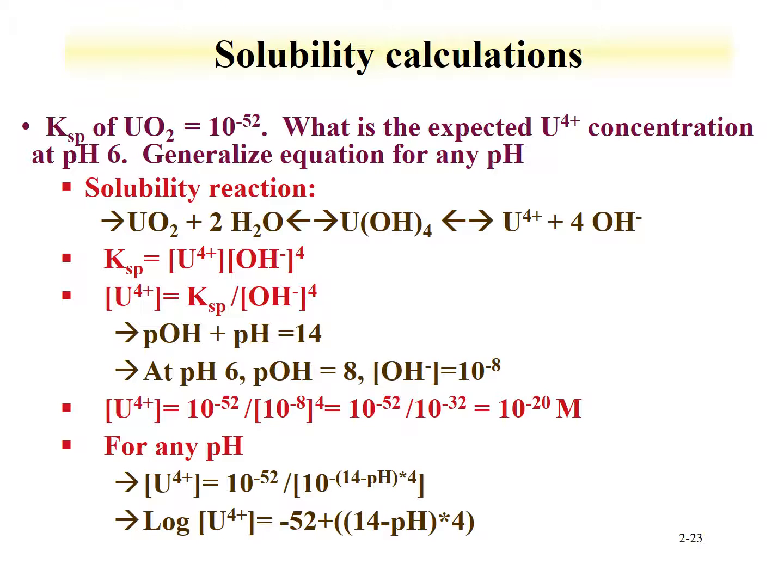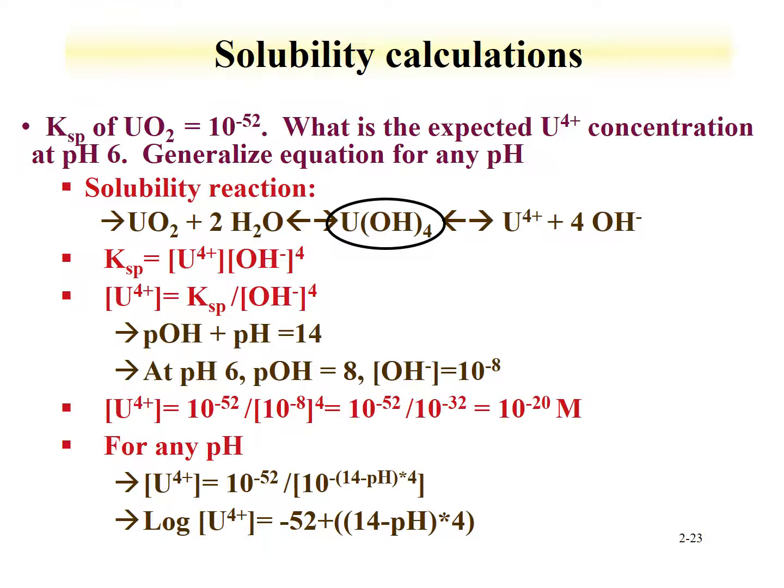The solubility reaction listed here: I have the uranium dioxide, water gets added to it, and I make this species, the uranium OH4. That then dissolves into the tetravalent uranium species and 4 hydroxides. The KSP is just the product of the uranium and the hydroxide raised to the 4th. So the amount of uranium-4 that I can calculate is just the KSP divided by the hydroxide concentration to the 4th. If I remember that the pOH plus pH is equal to 14, I can say that at pH 6, the pOH is 8, so the hydroxide concentration is 10 to the minus 8.